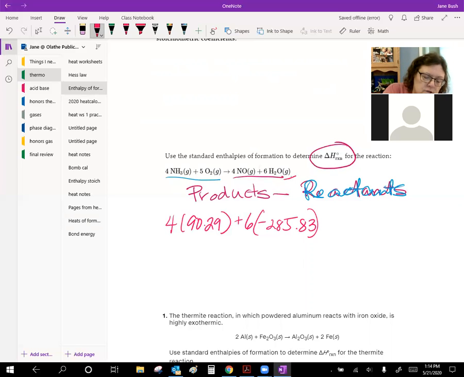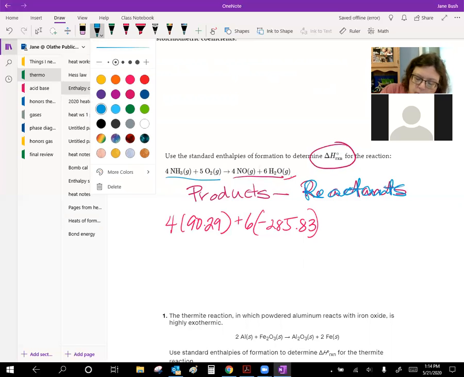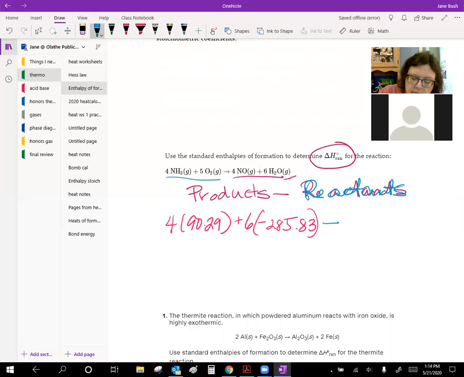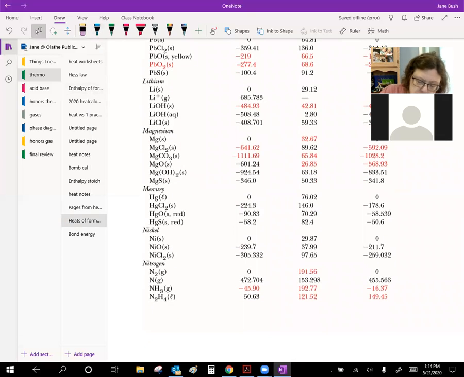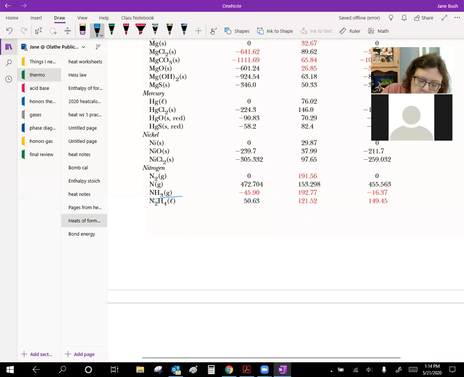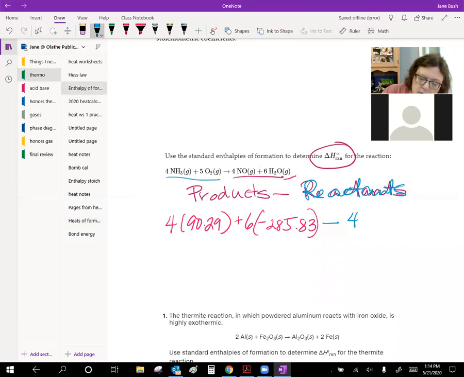And then I'm going to change color. We're going to look up our reactants. We have 4 ammonias that are gases. Ammonia is going to be under nitrogen, negative 4590. Plus 5 oxygen as a gas. Oxygen's an element. You can look it up just to make sure, but it would be 0. And now you just do the math.